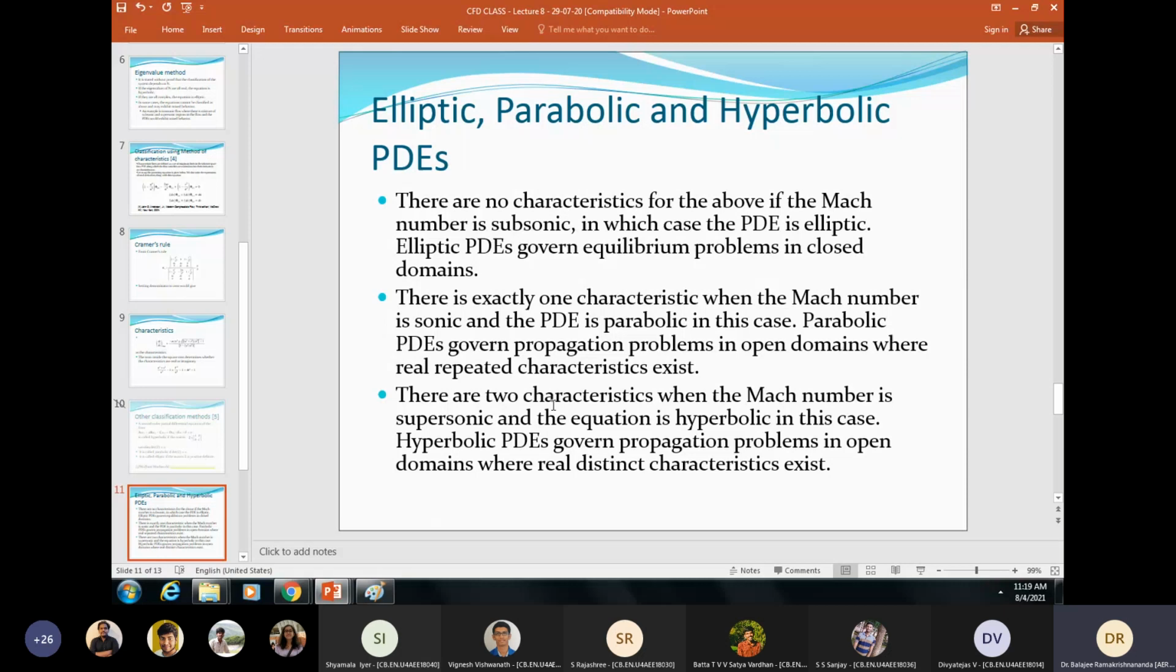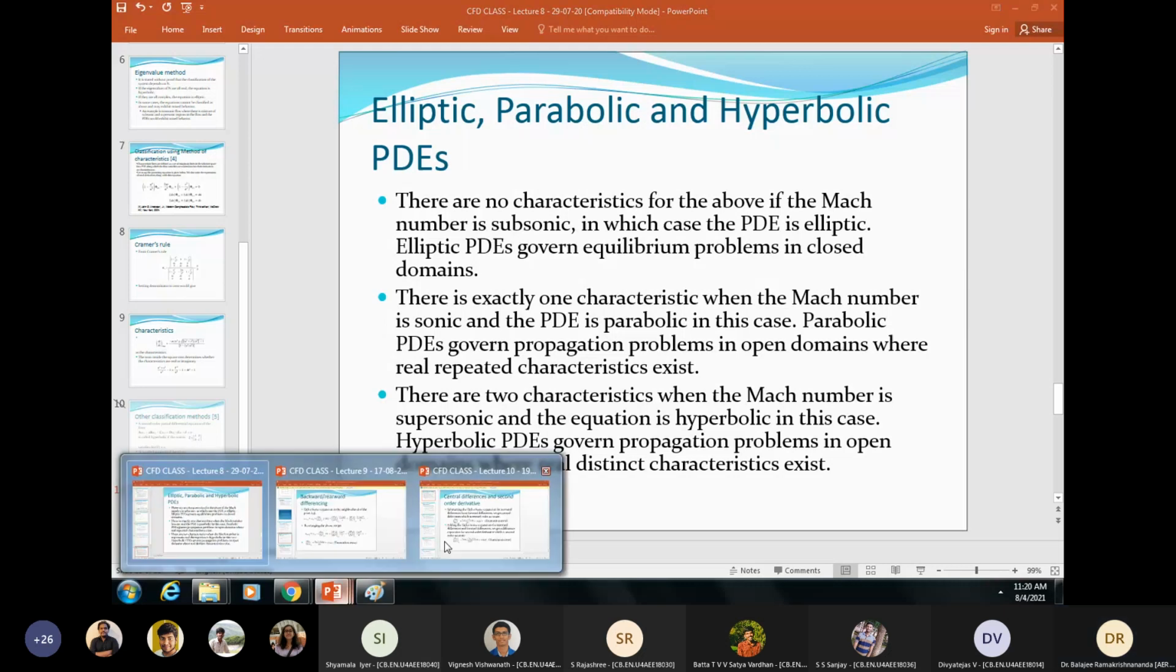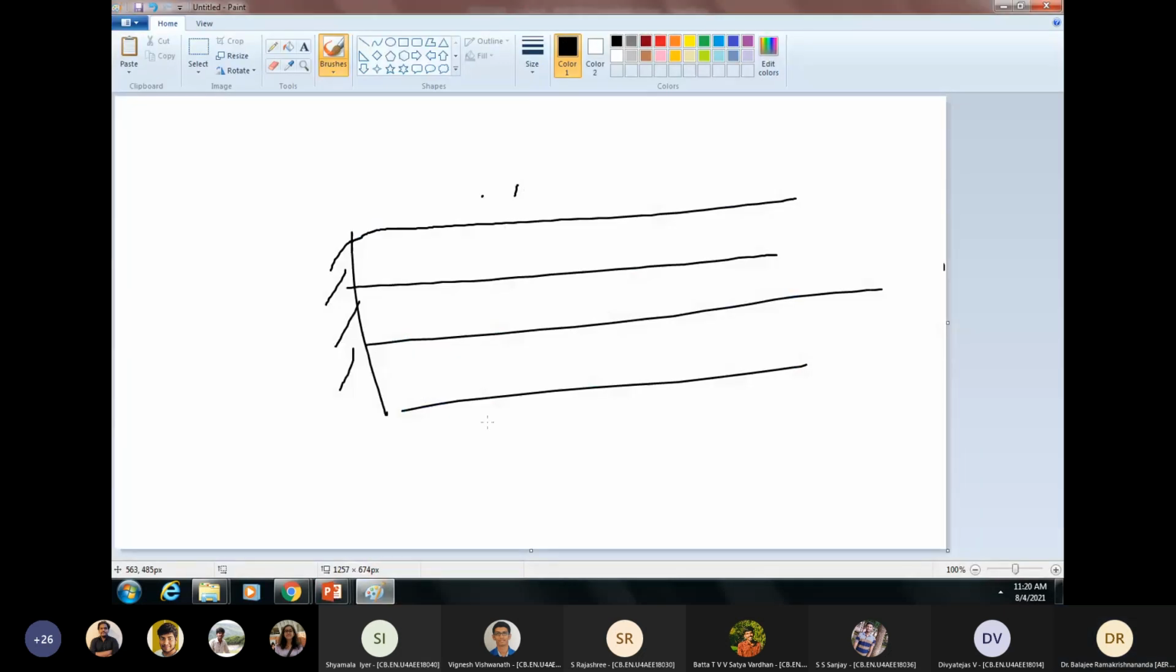Now, two characteristics: when Mach number is supersonic, the equation is hyperbolic. Hyperbolic equations give propagation problems in open domains with real distinct characteristics. So, this kind of open domain problem can have both parabolic and hyperbolic nature.